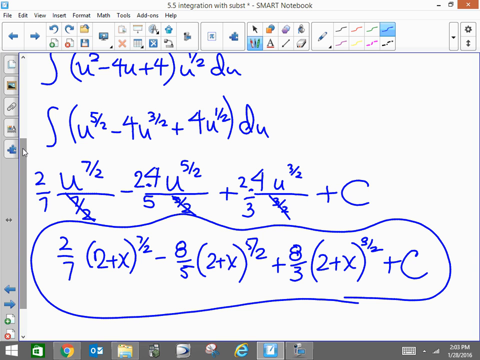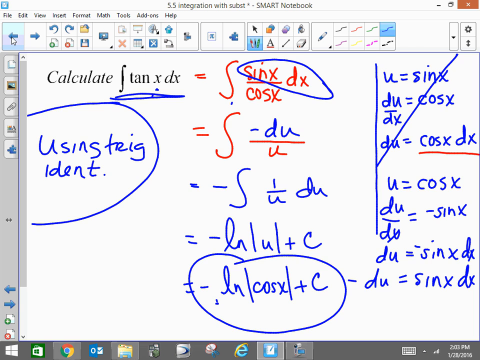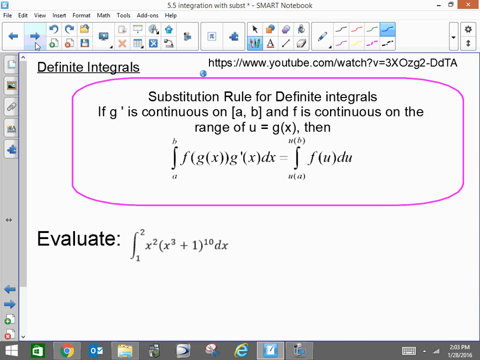We're almost done with Chapter 5. We're going to do one more thing. So this is as big as it gets. Okay? So we've got trig identities that we can do. We've got some goofy manipulation. Let's move on to definite integrals.